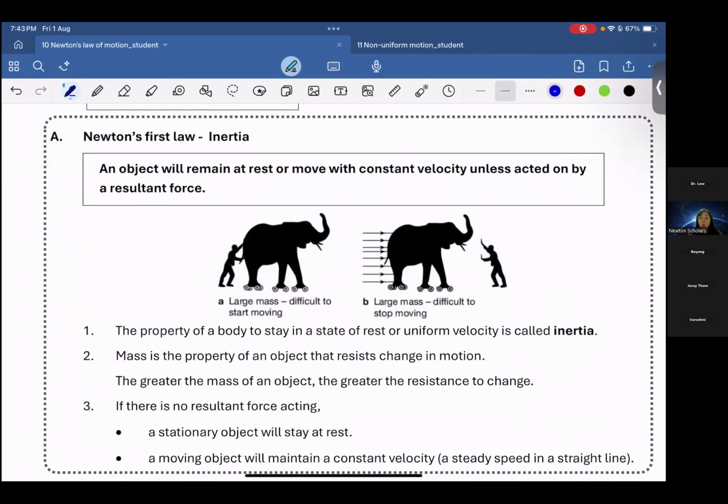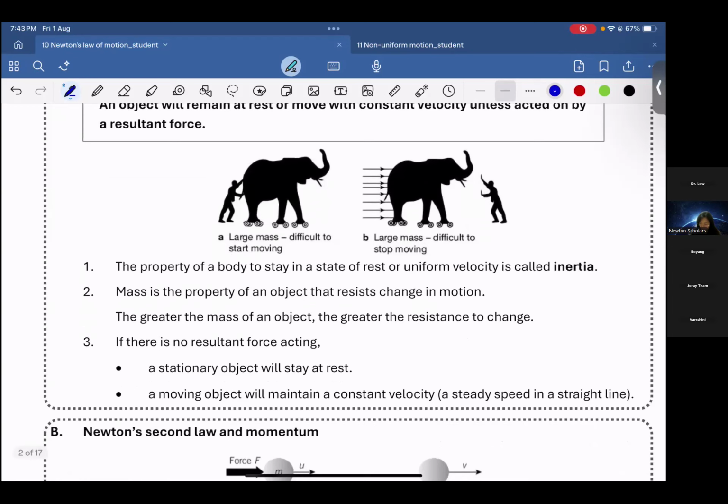Okay, inertia: an object at rest will keep on at rest. If an object is already moving, it will keep on moving at constant velocity unless there is some external force acting on the object. So we look at this. The property of a body to stay in a state of rest or uniform velocity is called inertia. The mass is the property of an object that resists the change in motion. This means that the greater the mass, the harder you have to change it.